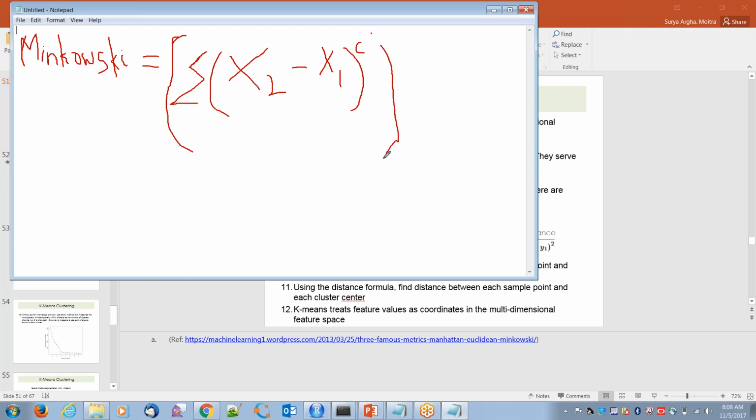We further used a power of 1 by C. So for Euclidean, C is 2. For Manhattan, C is 1.